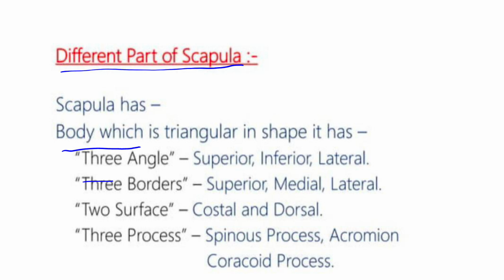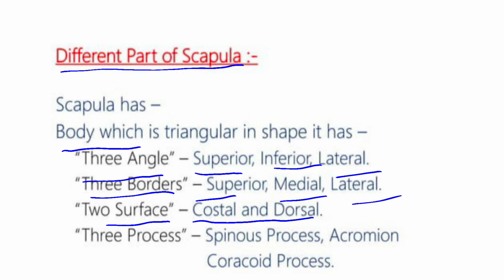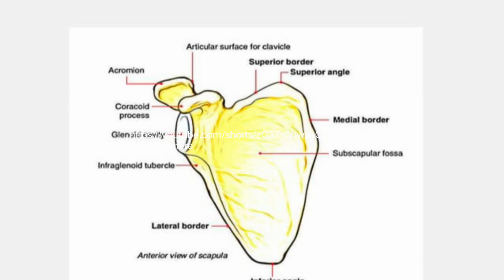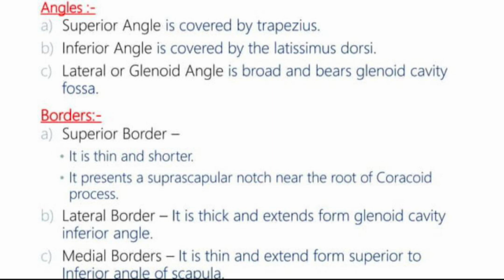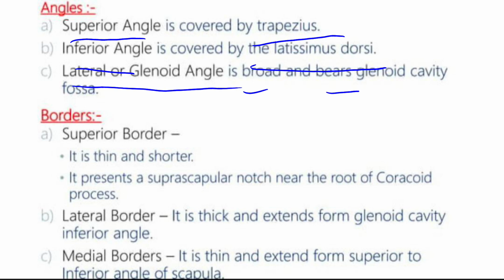The scapula has three angles: superior, inferior, and lateral angle. Three borders: superior, medial, and lateral border. Two surfaces: costal surface and dorsal surface. Three processes: spinous process, acromion process, and coracoid process. Angles of the scapula: the superior angle, which is covered by trapezius; the inferior angle, which is covered by the latissimus dorsi muscle; the lateral or glenoid angle, which is broad and bears the glenoid cavity fossa.